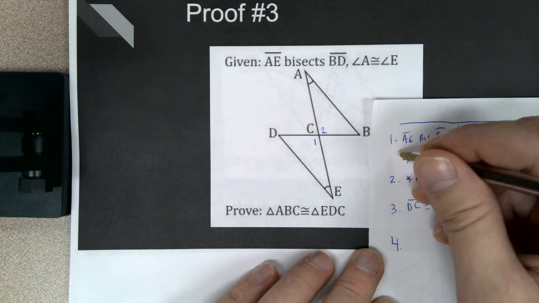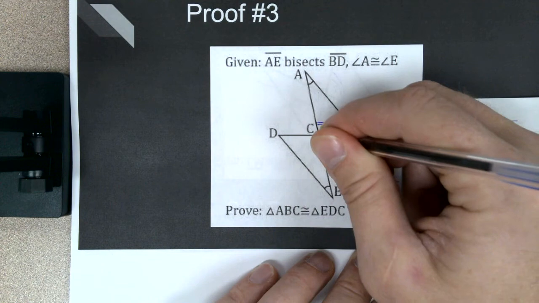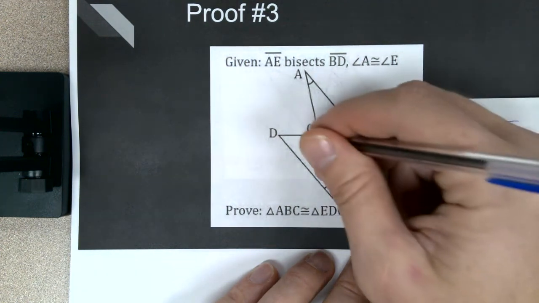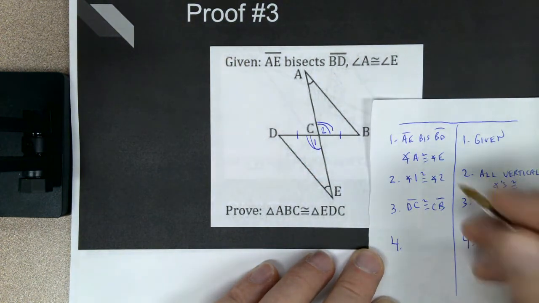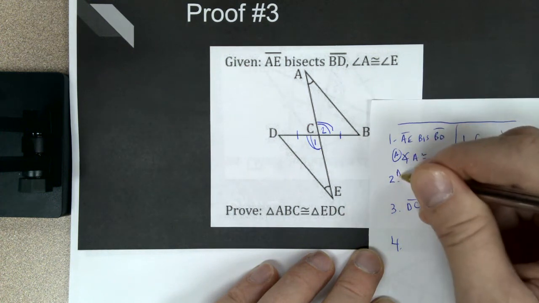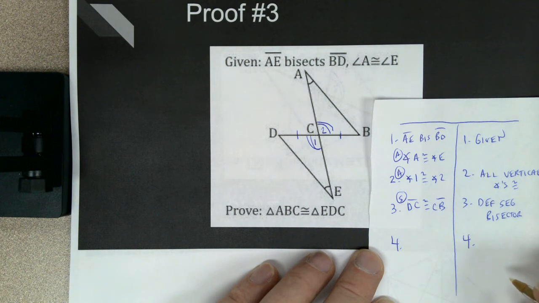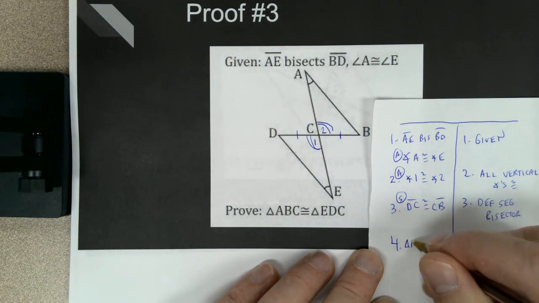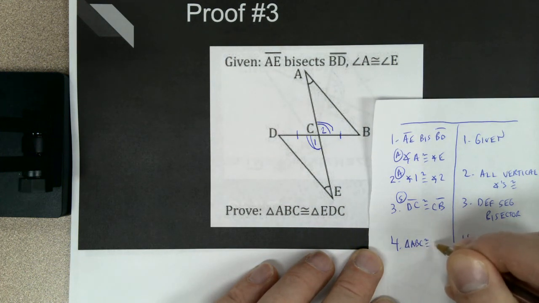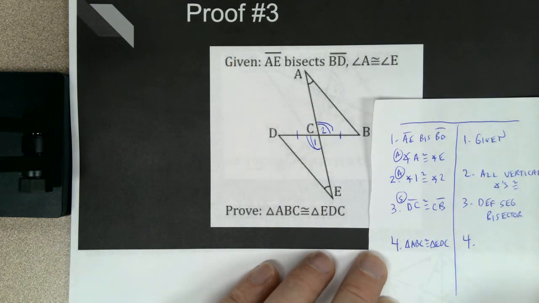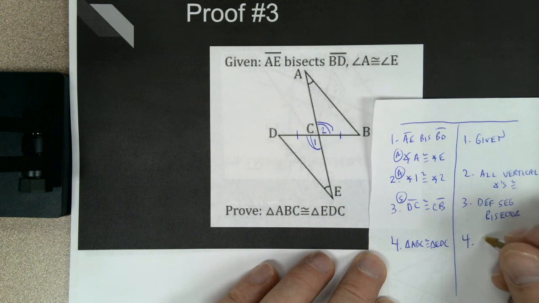So now I have a pair of angles. Two pairs of angles, so angle here, pair of angles here, and a pair of sides. So now I can say that the 2 triangles, triangle ABC and triangle EDC, are congruent by angle, angle, side.